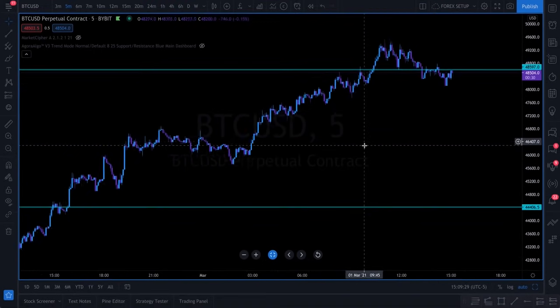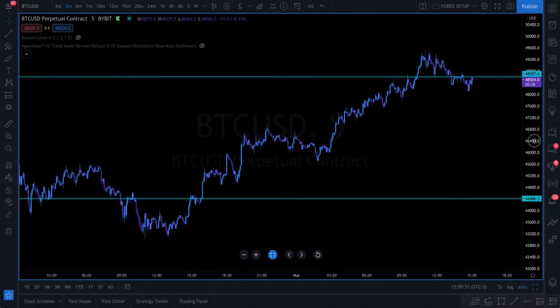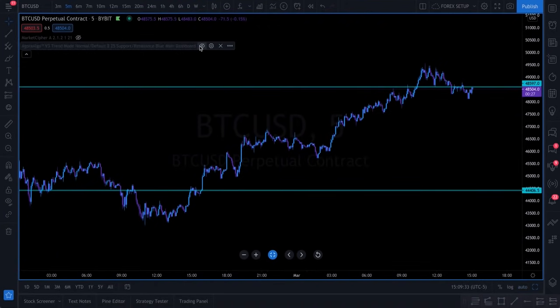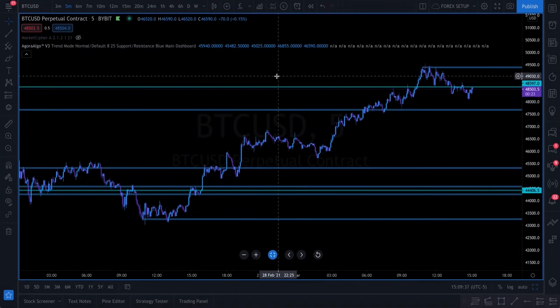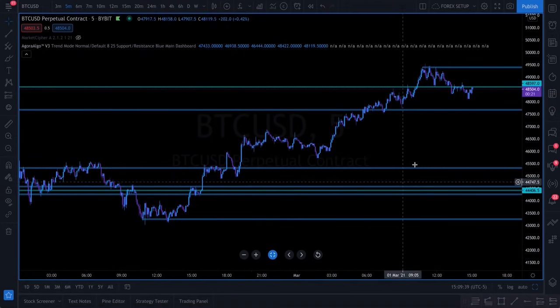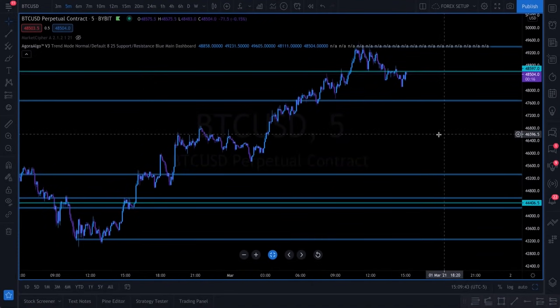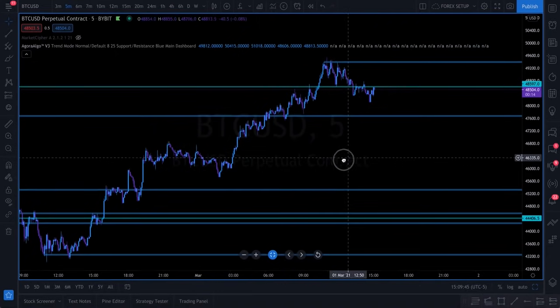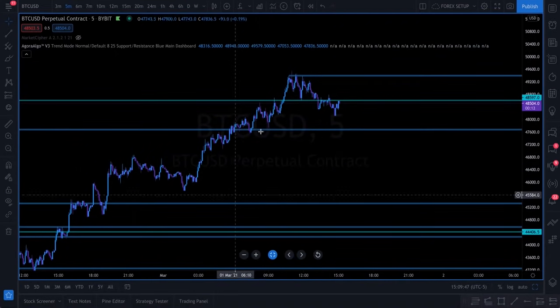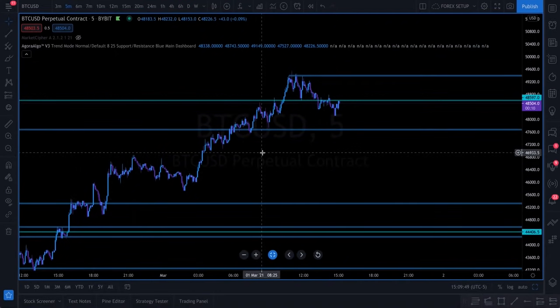So now that we're zoomed in on our 5-minute chart, we're taking a look here, and we might want to add some more levels of support and resistance. So I'm going to add a few more levels here. And, you know, it's okay if your chart looks a little crazy, but just add in as many as you can, because now that we're on a low time frame, it's important to have more points of reference.